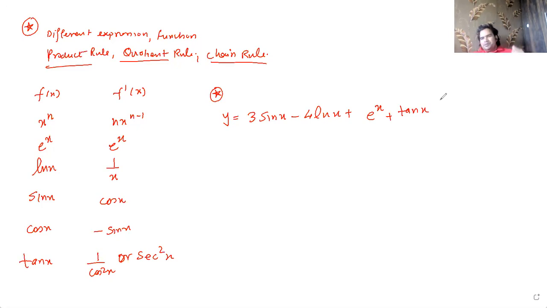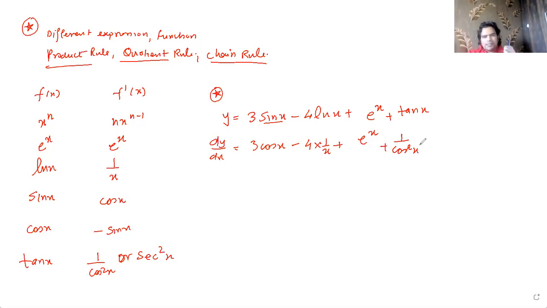And I want to find the derivative of this. So what we do is, dy by dx will be 3 times cos x, since the derivative of sine x is cos x, minus 4 times the derivative of ln x, which is 1 over x, so minus 4 times 1 over x, plus the derivative of e to the power x, which is e to the power x as it is, and plus the derivative of tan x, which is 1 over cos squared x.